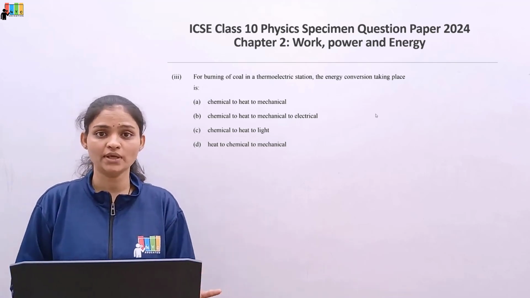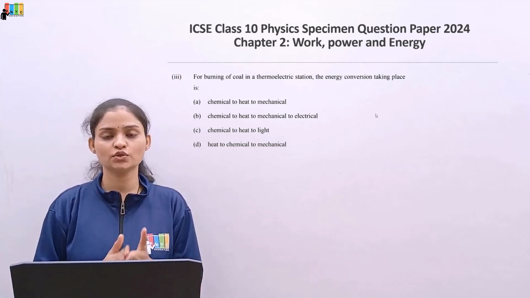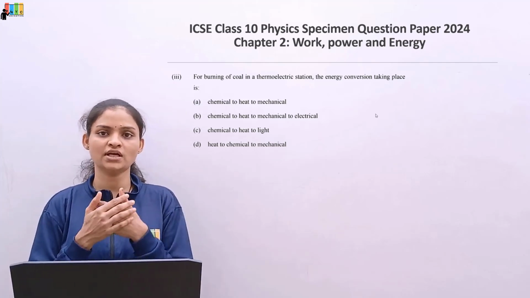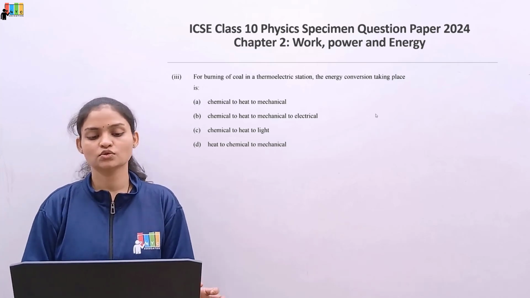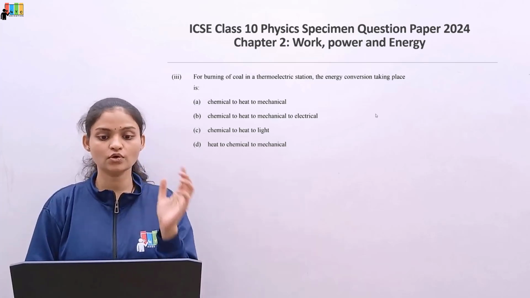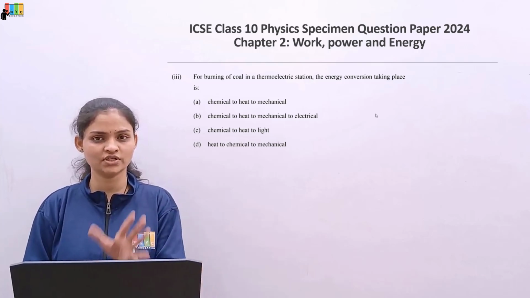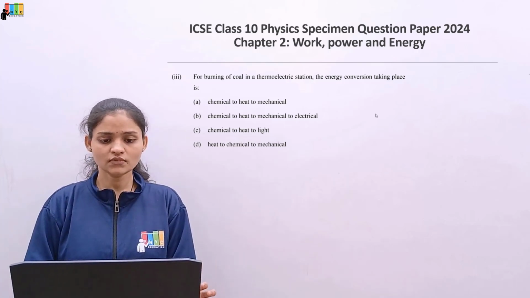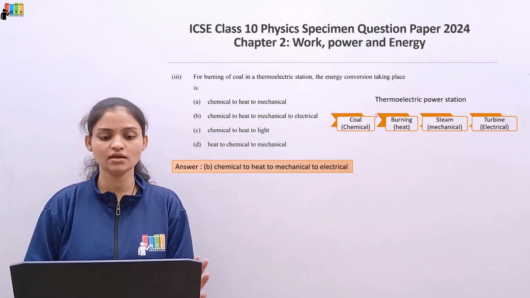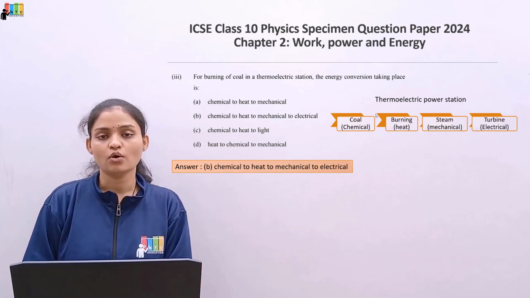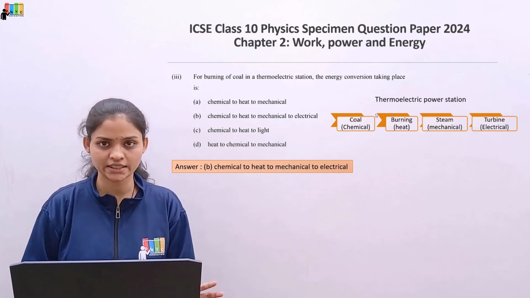So this is again from energy conversion. You can see that from chapter 2 there is at least one question based on kinetic energy and one question based on energy conversions. So what is asked here? Burning of coal in a thermoelectric station. So we are converting energy. Four options are given. So what is the correct answer? The answer is option B, that is chemical to heat to mechanical to electrical.